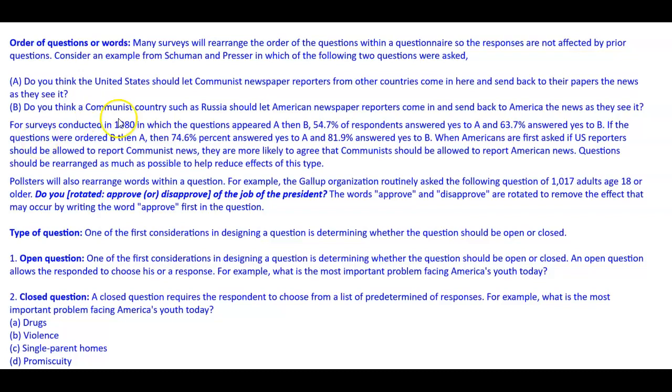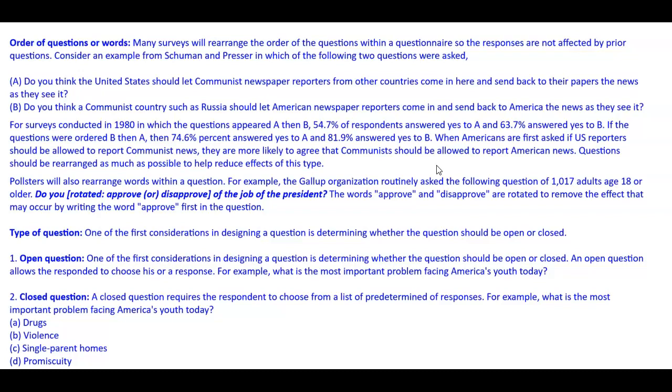Now, for surveys conducted in 1980 in which the questions appeared A, then B, 54.7% of the respondents answered yes to A, and 63.7% answered yes to B. Now, if the questions were ordered B, then A, then 74.6% answered yes to A, and 81.9% answered yes to B. When Americans are first asked if U.S. reporters should be allowed to report communist news, they are more likely to agree that communists should be allowed to report American news.